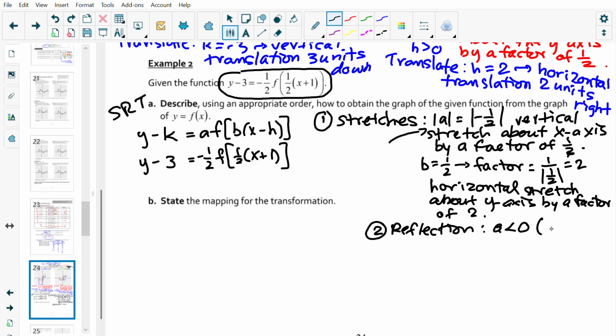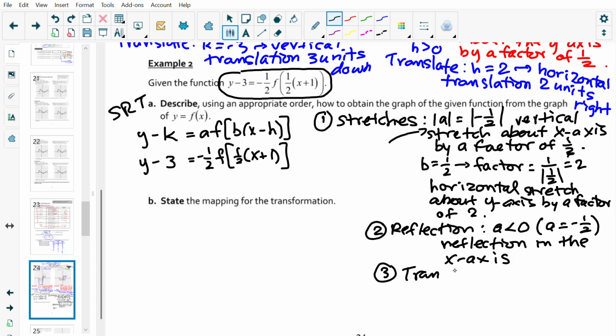Reflection. What do we got? A is less than 0, right? Because A is equal to negative 1/2. That's definitely less than 0. So this is a reflection in the x-axis. Okay? Any other reflections? No. B value is greater than 0. No reflections there.